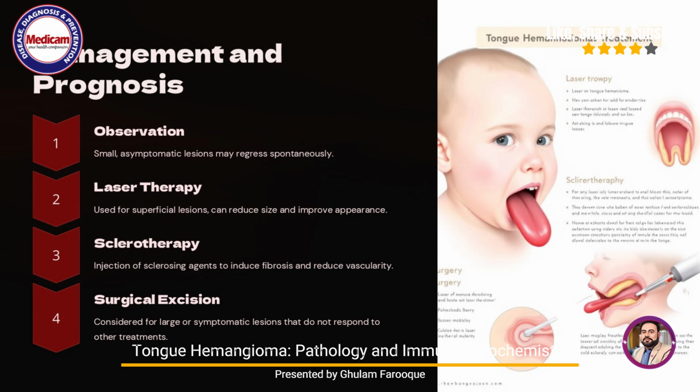Prognosis. Capillary hemangiomas often regress spontaneously in the involution phase, with good outcomes. Cavernous hemangiomas may persist, requiring intervention if symptomatic. Lymphangiomas and venous malformations tend to be persistent. Recurrence is possible after treatment. Early diagnosis and appropriate treatment improve functional and cosmetic outcomes, reducing complications.